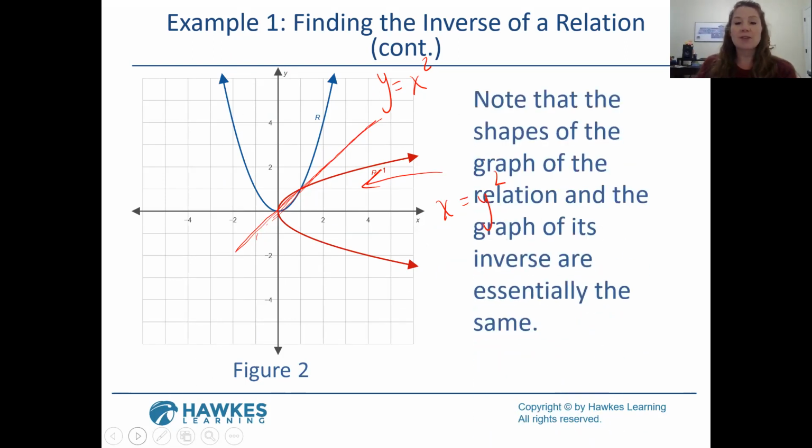Note that the shapes of the graph of the relation and the graph of its inverse are the same. The shapes are the same. It's just a mirror image flipped over y equals x.